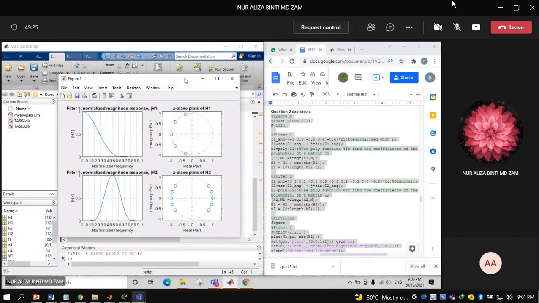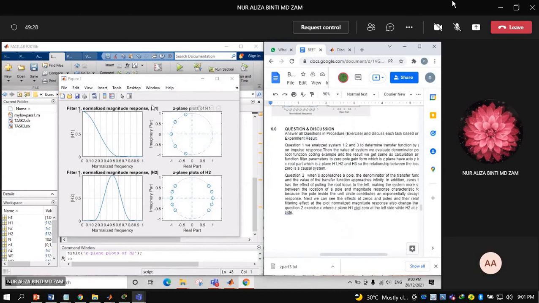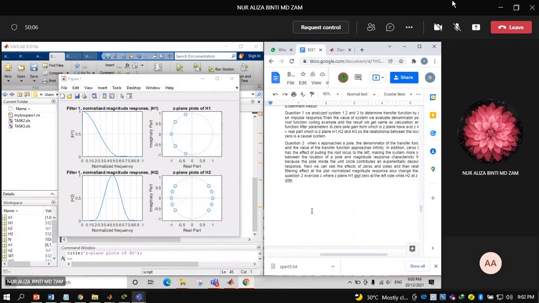From the result, as we can see here, this is filter 1 for the normalized system 1, and this is filter 1 for the normalized system magnitude response for system 2. And then this is the Z plane plot for system 1, and this is the Z plane plot for system 2. On the Z plane plot for system 1, the zeros are on the left side, while for system 2, the zeros are on both sides.